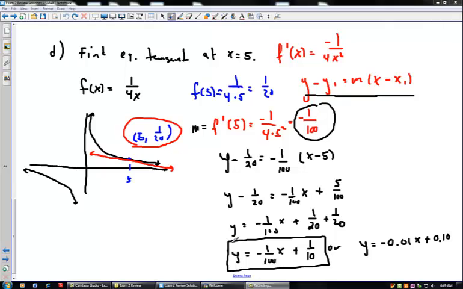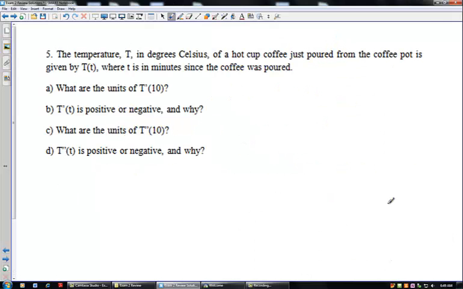So moving on to number 5, what do we have? So on this one, it says the temperature T in degrees Celsius of a hot cup of coffee just poured from the coffee pot is given by T of t, where t is the minutes since the coffee was poured. So you have this function capital T. They chose capital T because it describes the temperature, and it depends upon little t, which is the minutes since the coffee was poured. And so you know the idea.